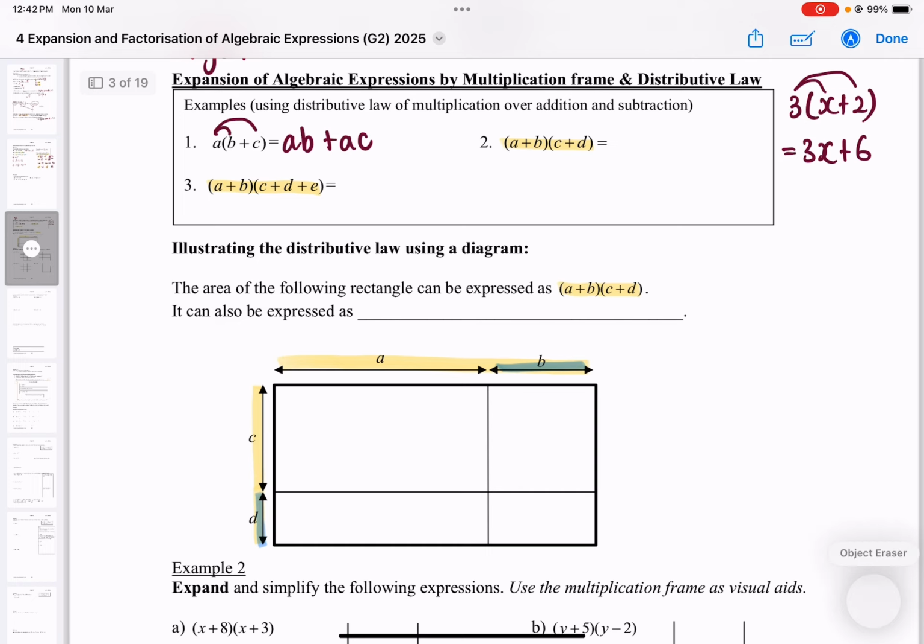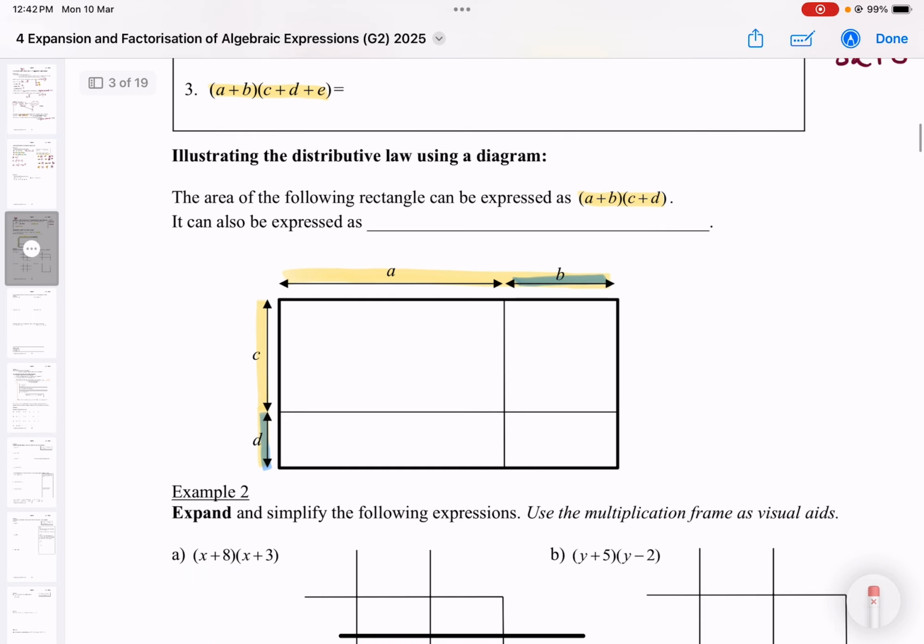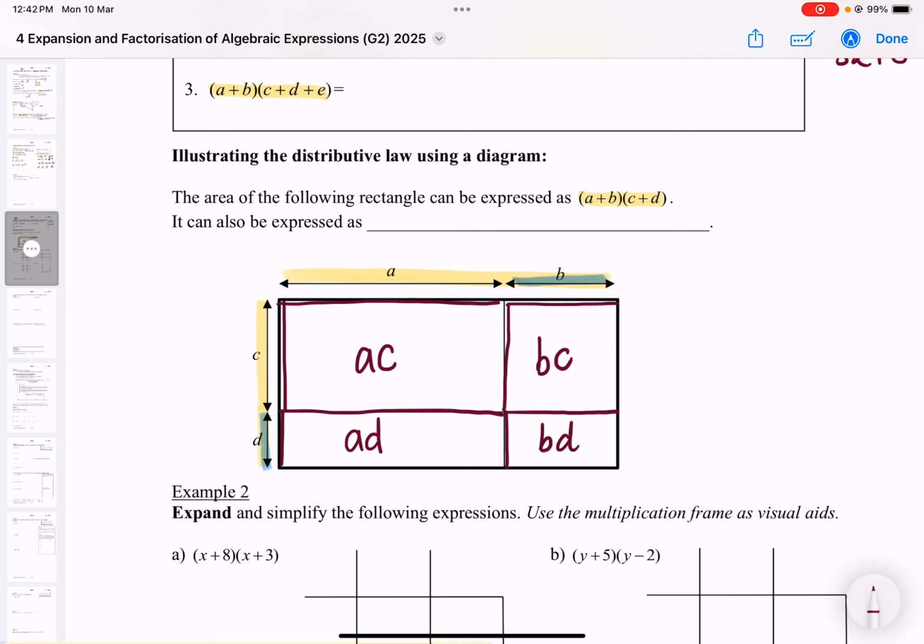Can you see that first, I can find the area of these 4 rectangles individually first. So, the area of this rectangle would be a times c. And this rectangle would be a times d, right? Because I'm taking this length times the breadth here. So here I took this length times the breadth here. Next, let's take a look at this rectangle. So the length here is b and c. So this rectangle would be bc. And then this rectangle would be b and d. So this would be bd.